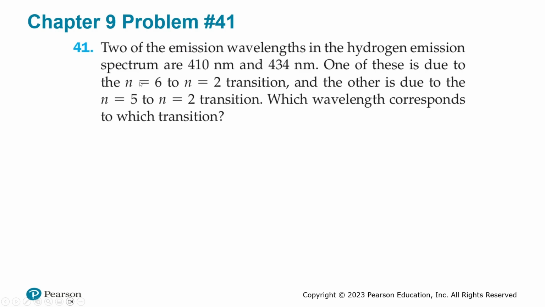So since this is a larger overall transition and they're ending at the same finishing point, this isn't the ground state. The ground state would be n equals 1. But since they're finishing both at n equals 2, we can assume that the n equals 6 to n equals 2 is going to be the 410 nanometer, and the n equals 5 to n equals 2 is going to be the 434 nanometers. And we just assign the higher energetic wave to the larger relaxation event.